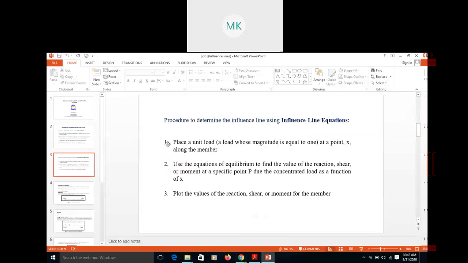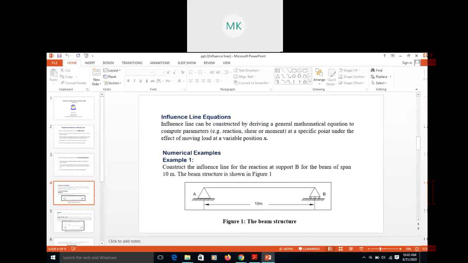Again, we need to consider a point at the distance x. Then we need to move along the member from one point to another, from the starting to the last point. So we use the equilibrium equation to find out the reaction, shear force, moment, and all these things. After finding all these things, we just need to put the value as you draw in the earlier SFD BMD. Okay, simply we need to draw that. See, this is how we have to derive.